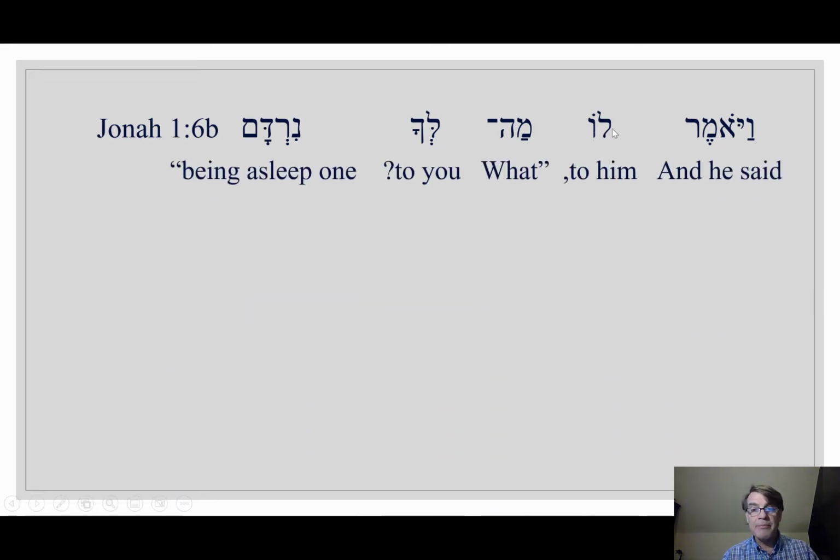Lo means to him. Now I want to focus on lo. Lo, I am with you always. No, it's not that lo. So this is, you know the la, right? That's to. But now I want you to know the Cholam Vav, which is him. We call that a pronominal suffix. More on that in a second. And he said to him. The first part is to. The second part is him.